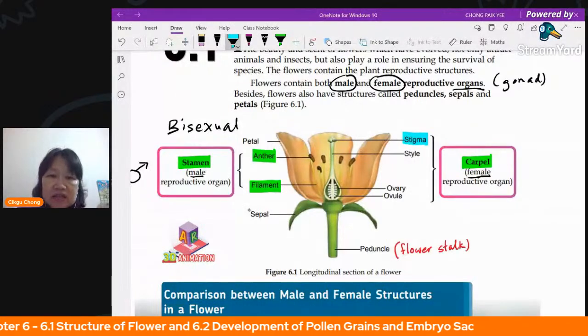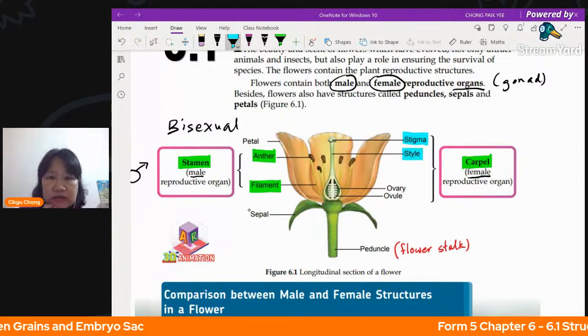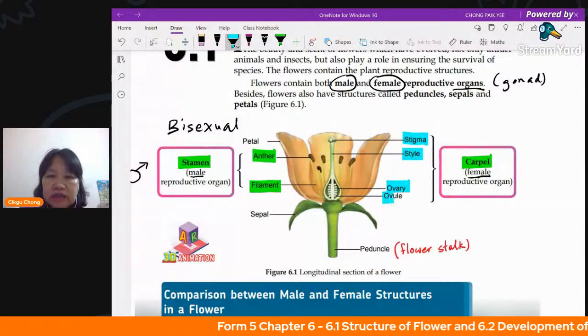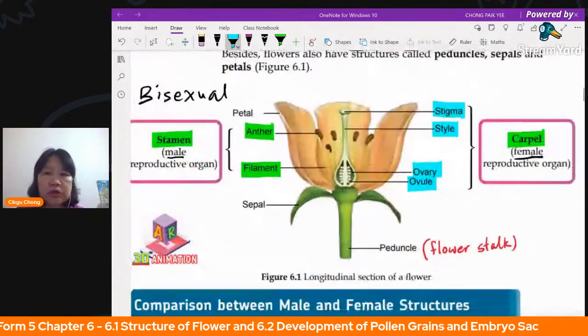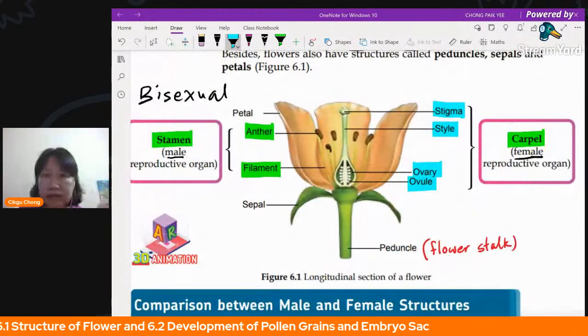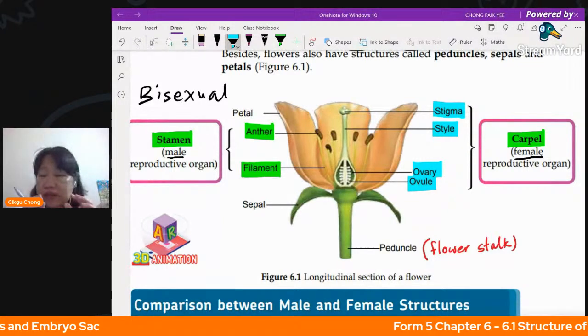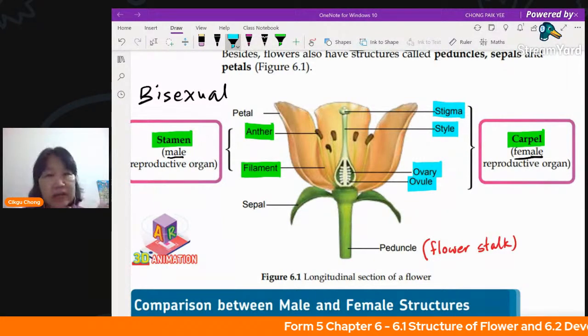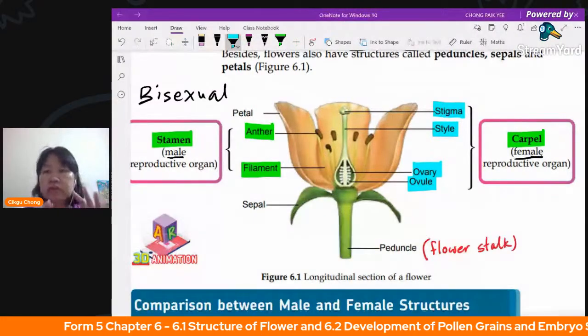Then the style brings the pollen grain down, connecting it to the ovary, and the ovary itself contains ovules. In mammals, you have the same term, the ovary, and inside the ovary it produces the oocyte. In humans or animals we call it oocyte or ovum, but in plants we call it ovule. So the concept is the same.